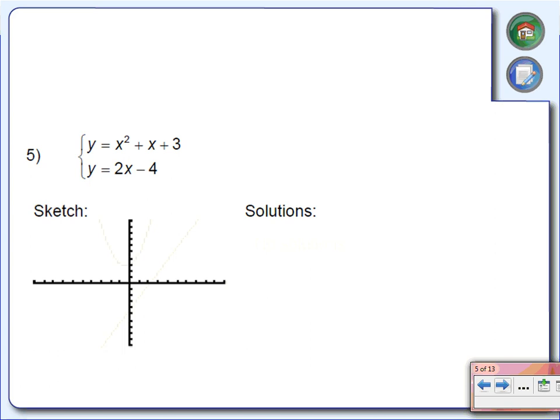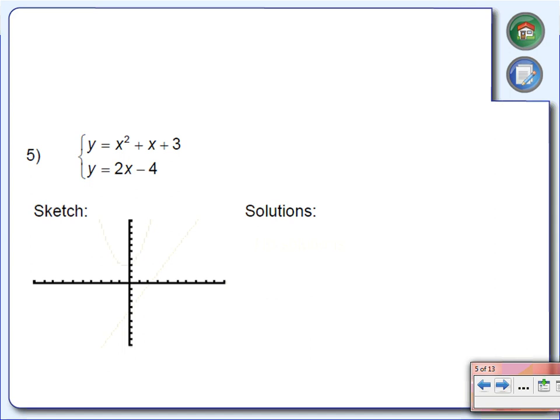Number 5, a little bit different this time. Number 5, again, we got 2 equations, but you look closely there. The first equation is a quadratic, but what do you notice about the second equation? It's linear, right? So this time we're going to be graphing a U-shape and a line. We're still going to look for the same thing, though. We're still going to look for that point of intersection. That's where the solution to this system is.